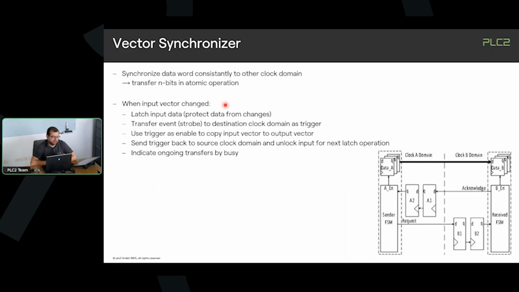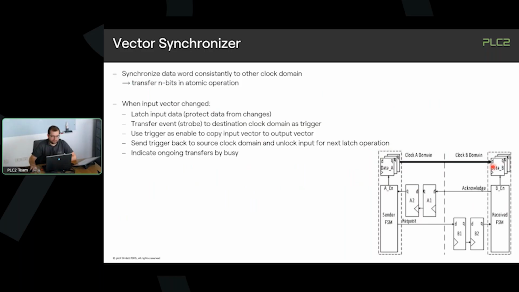The behavior is as follows. When the input vector is changing, so there's a detection of change inside, we latch the input data and protect it from further changes. So this group of input flip-flops is locked to not accept further inputs. We transfer a strobe to the destination clock domain as a trigger. So we have a similar implementation as our sync strobe in here for the handshake between both clock domains. And the trigger is used on the destination clock domain to activate the clock enable on the flip-flop. So now we are capturing the long time stable bits from here to here. So it's copied over to the destination clock domain.